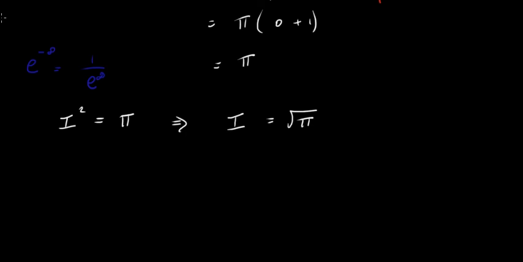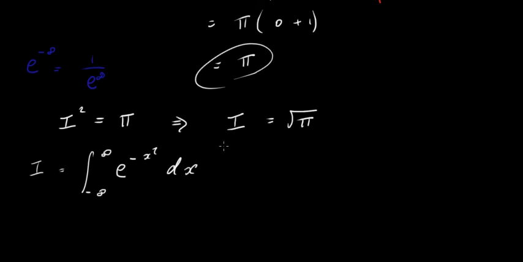We started with I equal to the integral from minus infinity to infinity of e to the power of minus x squared dx. We looked at a double integral which turned out to be I squared. We evaluated that and it turned out to be pi. So I squared was pi, therefore this integral here just turns out to be the square root of pi. Okay, so that's it for this video.